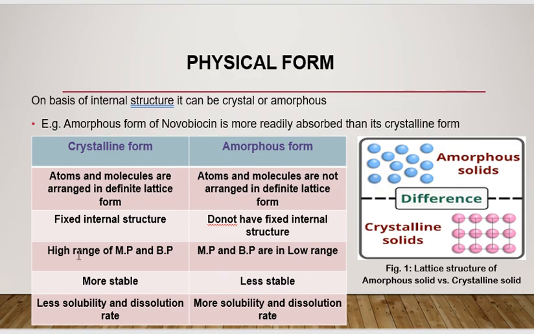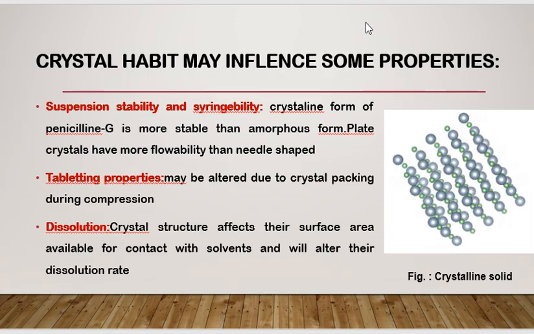Since all these properties of the crystalline form are superior to the amorphous form, the crystalline forms are more stable than the amorphous forms. These crystalline forms are less soluble and their dissolution rate is lower, whereas the amorphous form has more solubility and a higher dissolution rate. For example, take the drug novobiocin. In the case of novobiocin, the amorphous form is more readily absorbed than the crystalline form.